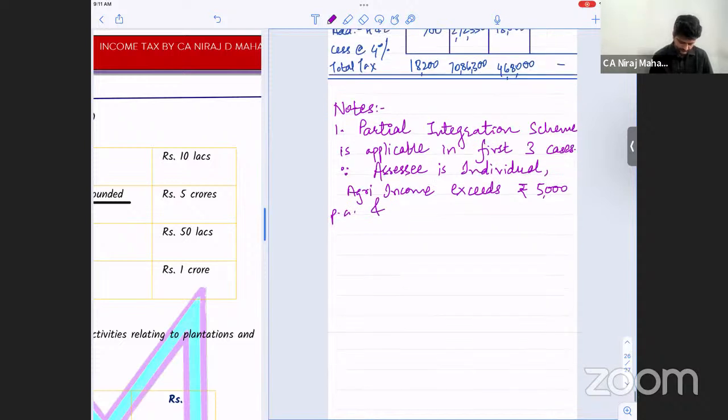And non-agri income exceeds rupees, I'm just writing BEL, basic exemption limit. Yesterday I gave you another name also for that. Basic exemption limit. What else can you call it? Maximum amount not chargeable to tax. Clear?